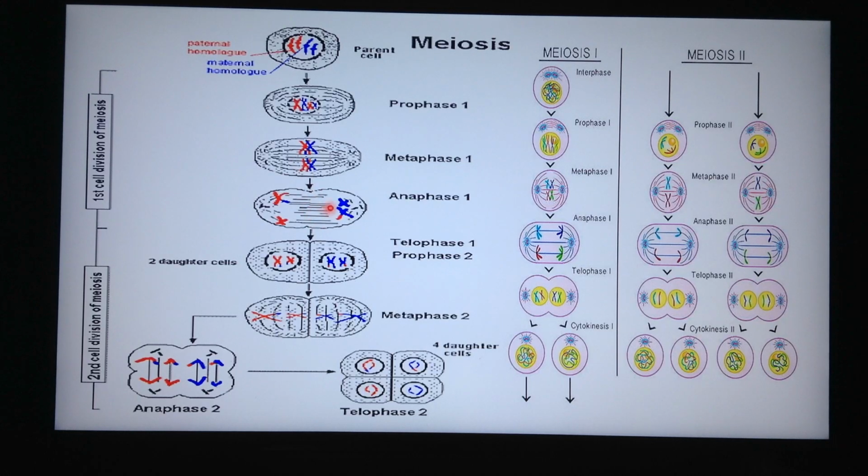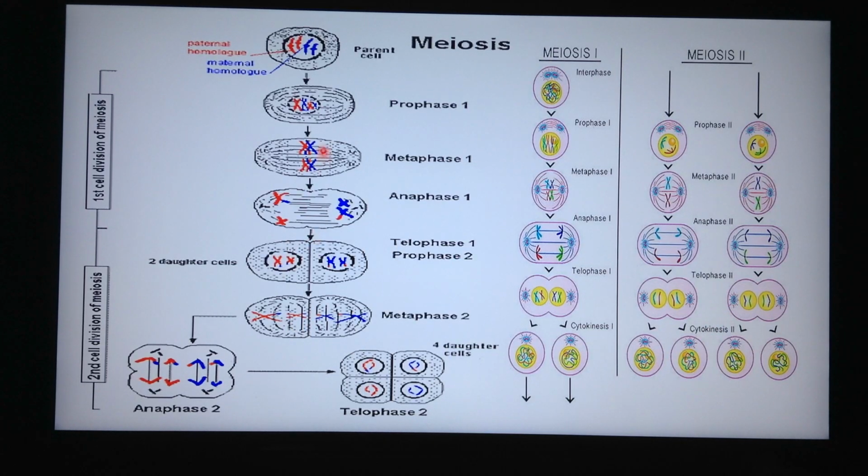So the homologous chromosomes are separated, resulting in the formation of two haploid daughter cells. So this 2n becomes n and n. Now in meiosis 2, these daughter cells, which have a haploid set of chromosomes but with two sister chromatids, participate in prophase 2, and in metaphase 2 these sister chromatids are aligned, and finally it leads to separation of the sister chromatids, resulting in the formation of 4 cells from the 2.